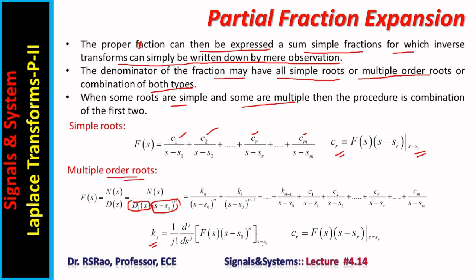Here kj is 1 by j factorial, the jth differential of f of s multiplied by (s minus s naught) power n, with s equal to s naught, and cr is the product of f of s multiplied by (s minus sr) at s equal to sr. So this is the framework of the partial fraction expansion method.